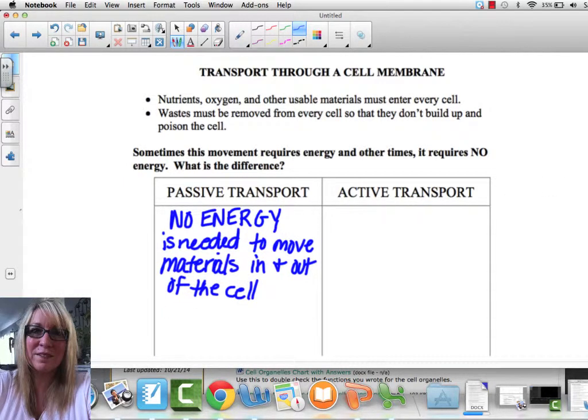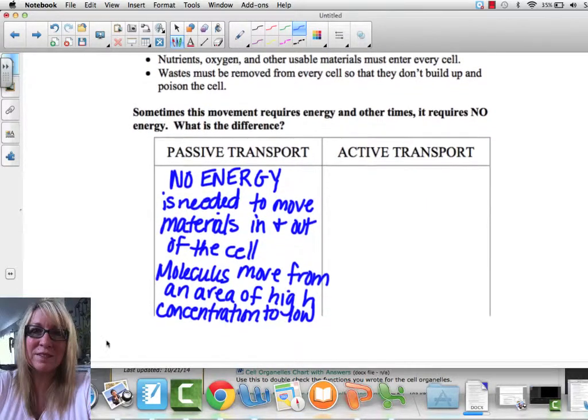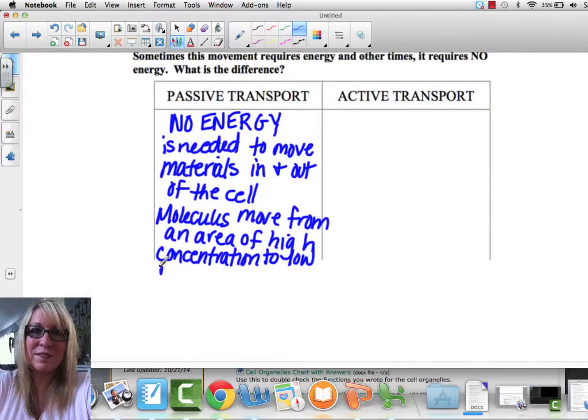One important thing about this is that molecules move from an area of high concentration to low concentration, in order to spread out.